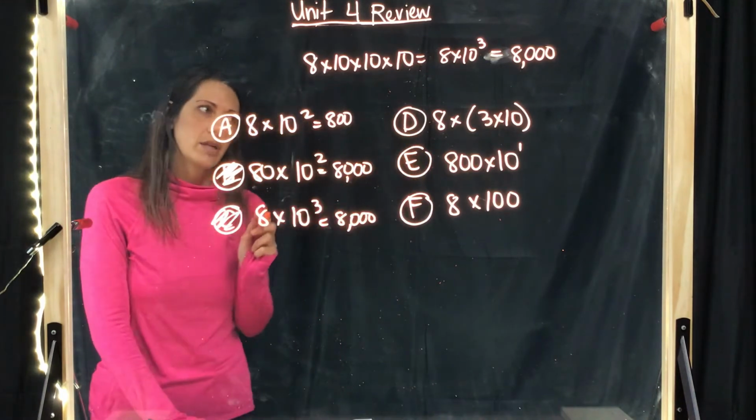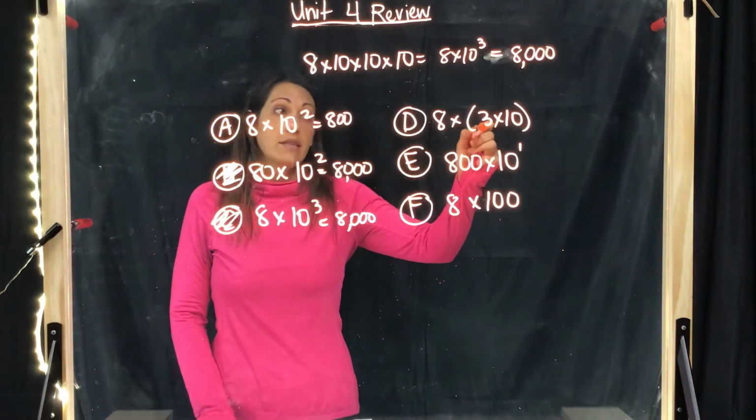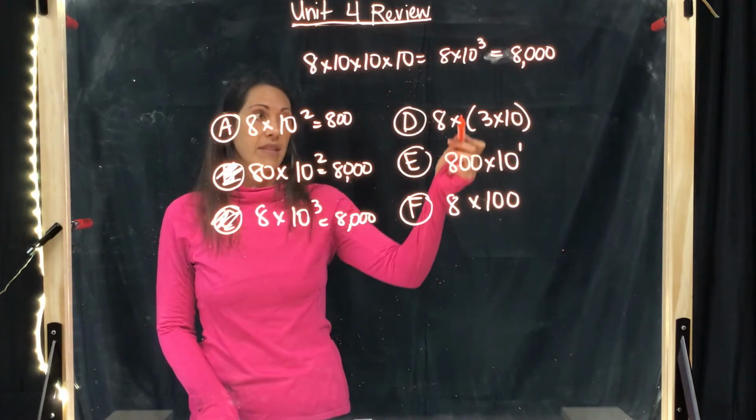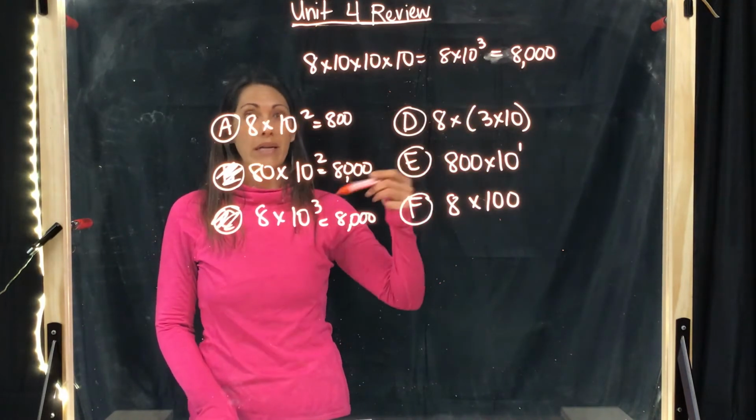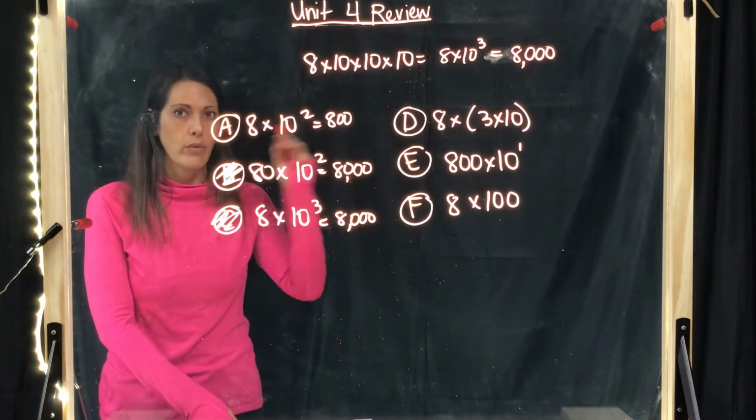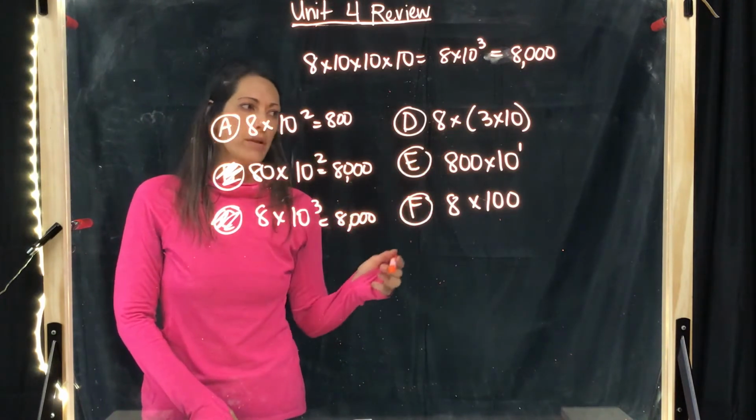Looking at D, I don't want you to get confused. This says 3 times 10, which is 30. That's different than 10 to the third power. 10 to the third power is 1,000. Means like a 1 with 3 zeros. So D will not work.